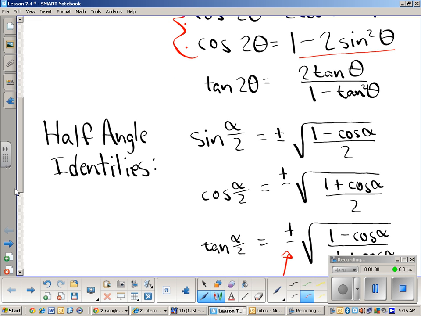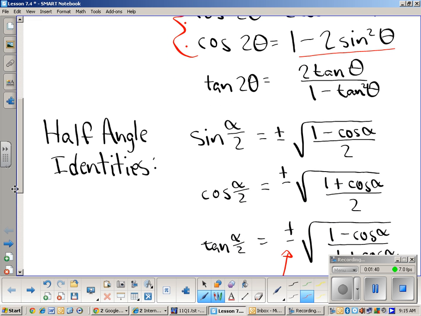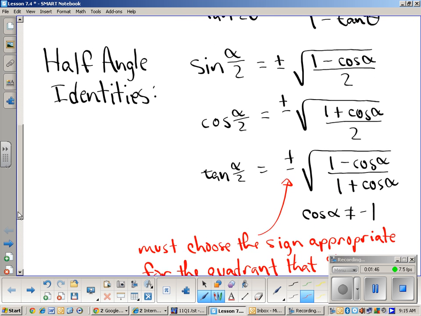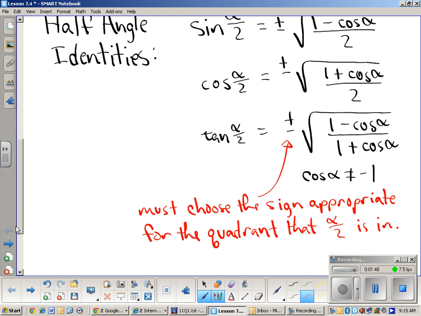So the double angle for tangent, and the half angles for all three of them. Now, the half angle ones all say plus or minus out front of the square root symbol.